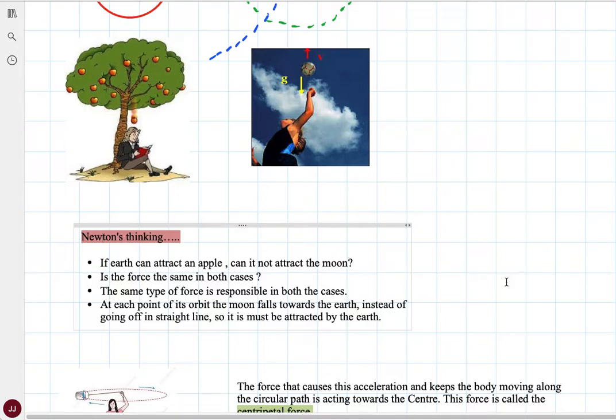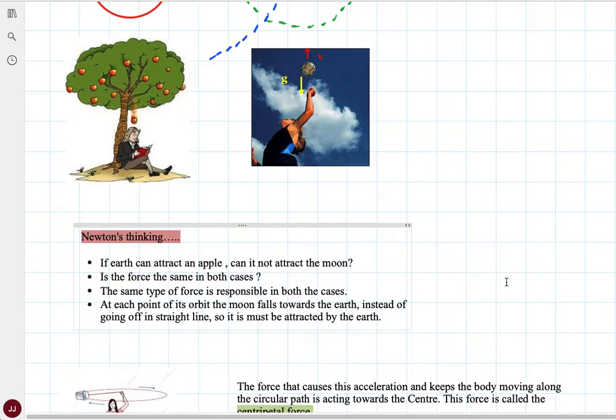And he wants to know whether this force is the same in both cases. So the force between the apple and the earth, and between the moon and the earth, are they both the same? He wants to decide upon that, to conclude upon that. And he was of the idea that the same type of force is responsible in both cases. So he concludes, right? The same type of force is responsible in both cases.